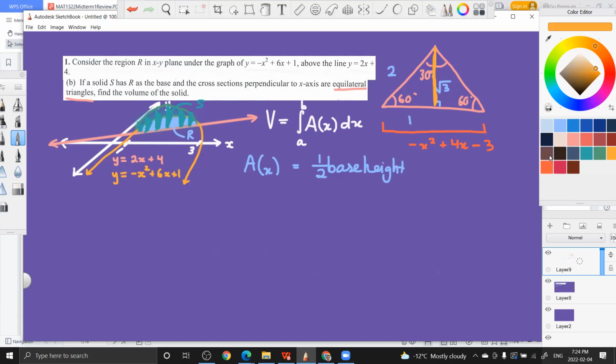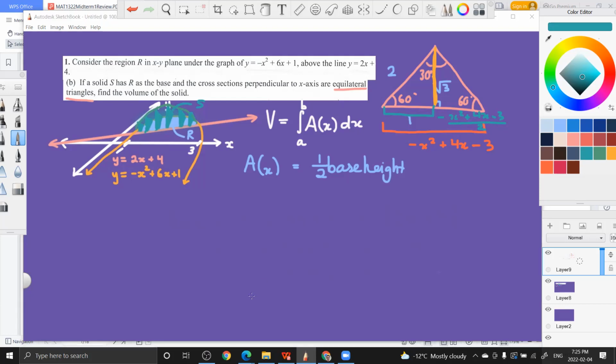What we can do is use the ratios. Remember the ratio 2, 1, and square root of 3? Let me show you how to do that. So we have this as the base. So what is this one right here? We want to take this side, and this side is going to be negative x squared plus 4x minus 3 divided by 2, right? Because that's half of the orange one. We want to take this side right here, and that's half of this side. So that has to be negative x squared plus 4x minus 3 divided by 2.